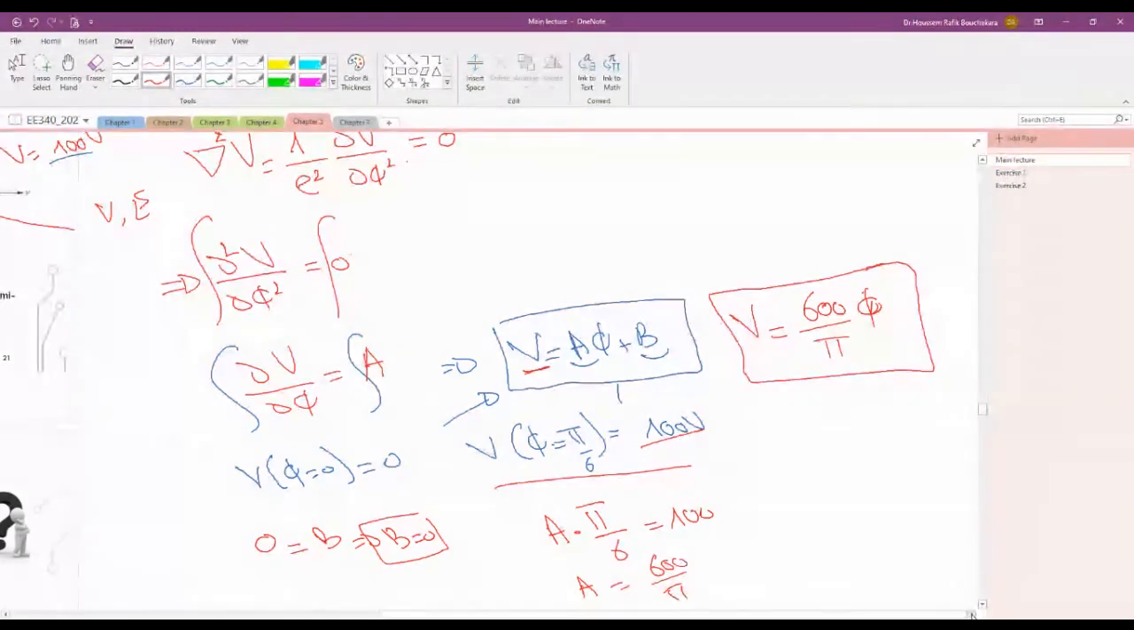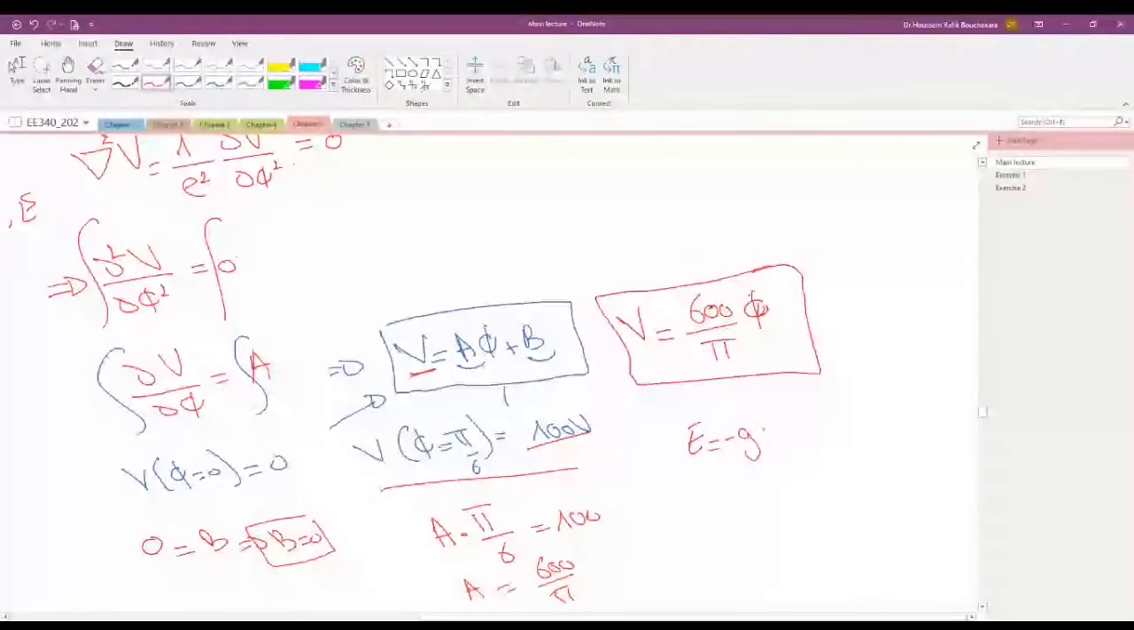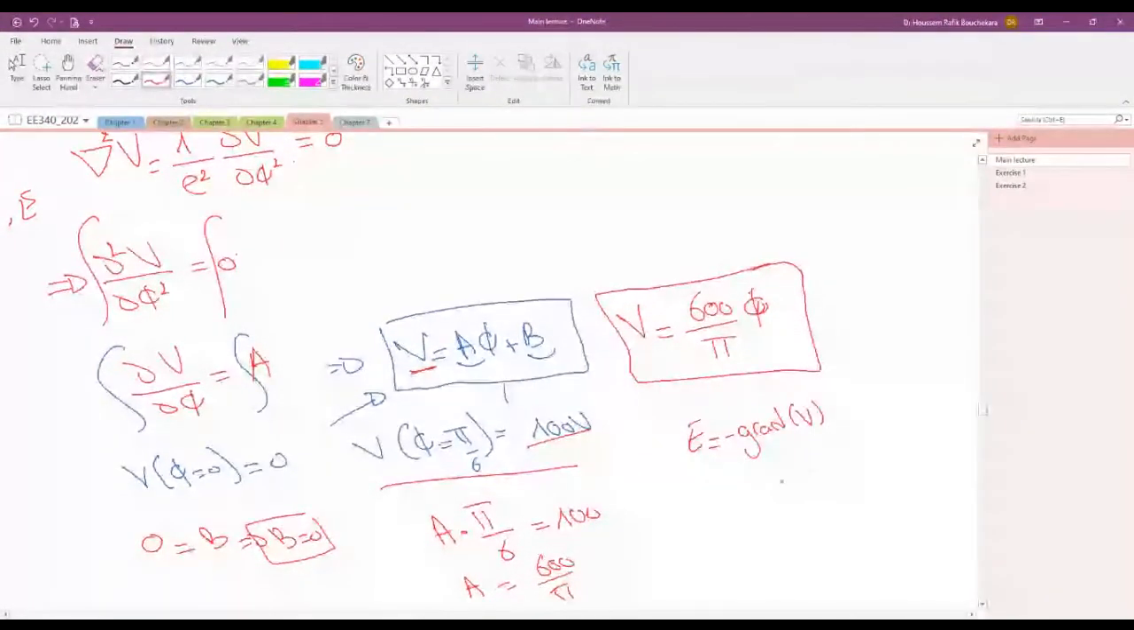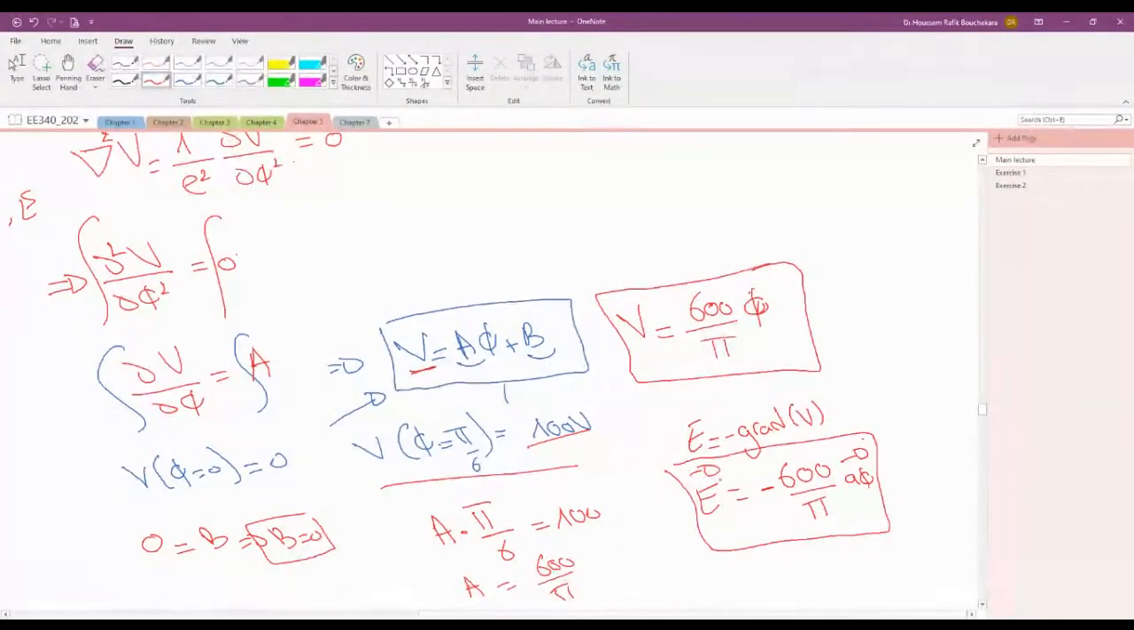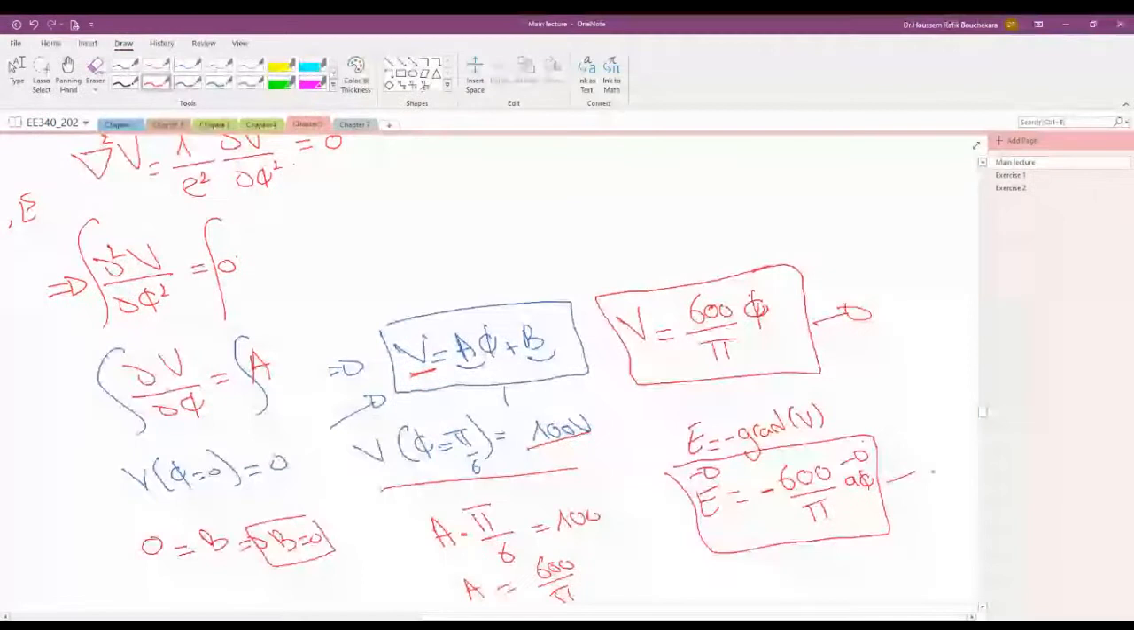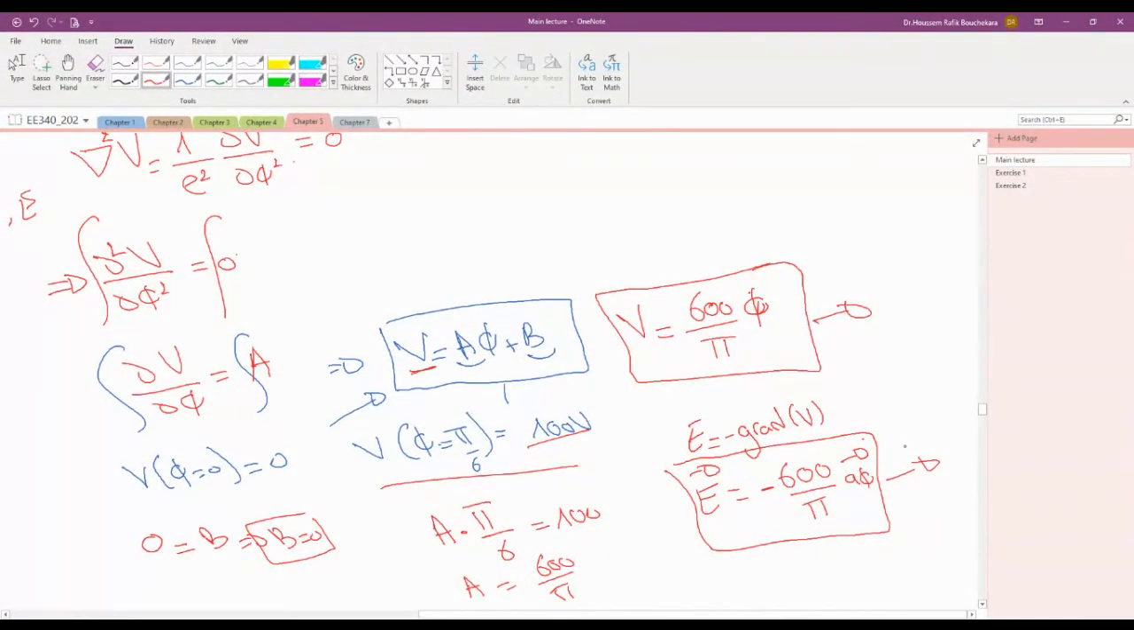Then what is E equal to? Minus the gradient of V, which equals minus 600 over pi A phi. This is the potential, and this is the electric field intensity. Clear?